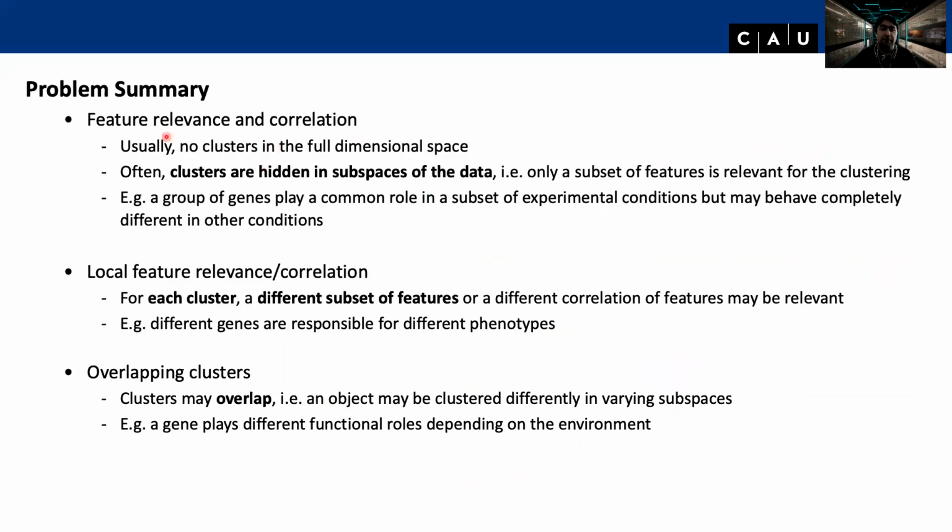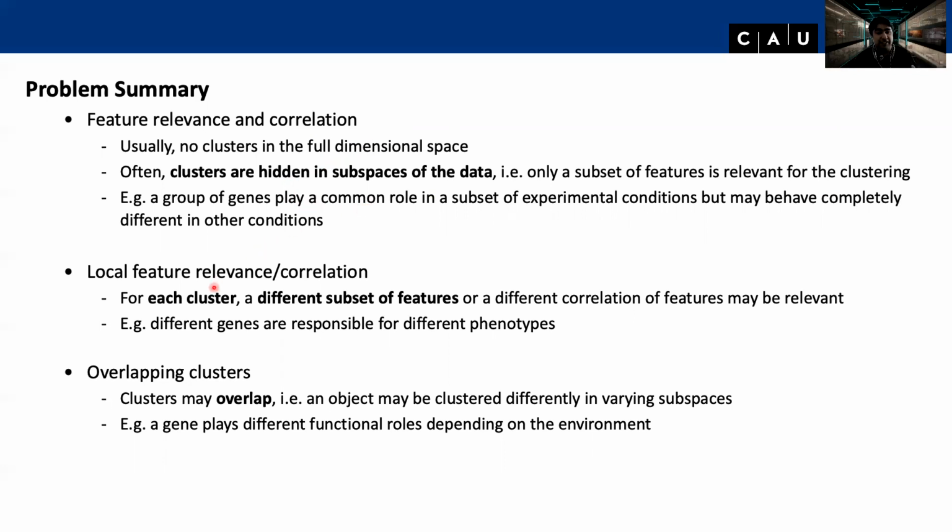So for a problem summary, feature relevance and feature correlation, this is what we have been talking about beforehand. Usually there are no clusters that reside in the full dimensional space. This is the assumption. If you have 300 dimensional data, chances are less likely that all 300 dimensions are involved in the clusters, which means that clusters are often hidden in subspaces, a subset of features within the data. As such, only a subset of these features is actually relevant for clustering. For instance, a group of genes plays a common role in a subset of experimental conditions, but may behave completely differently in other conditions.